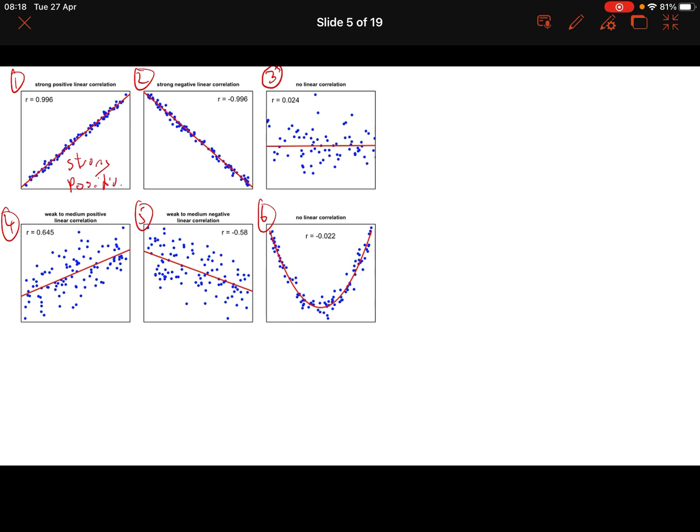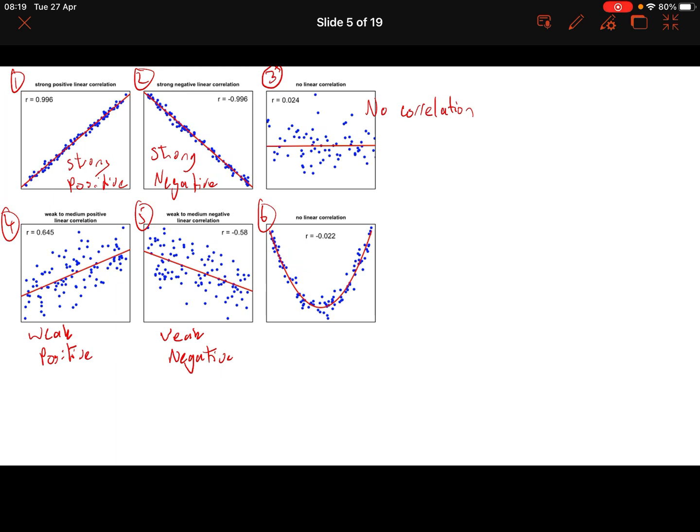So if you ever ask what kind of relationship this is, it's a strong positive relationship. This is strong negative. Okay, the dots are close to the line, but we've got a negative relationship. As one variable goes up, the other variable goes down. We've got no relationship, so no correlation. Here we've got weak positive, and here we've got weak negative. And number 6 I'm going to leave for a second. I will talk about that one in a minute.